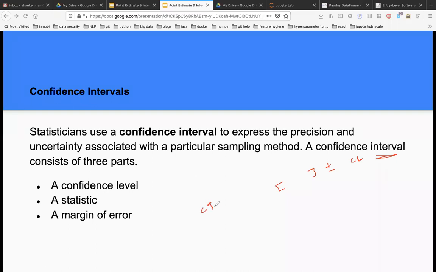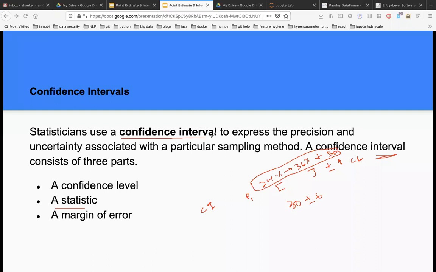So the confidence interval for P1, the political analyst 1, is basically from 24% to 36% with 50% confidence level. This whole thing is your confidence interval. The 50% is your confidence level. The 30% before was your statistic, and the margin of error was plus or minus 6. These three things, as you can see, right?